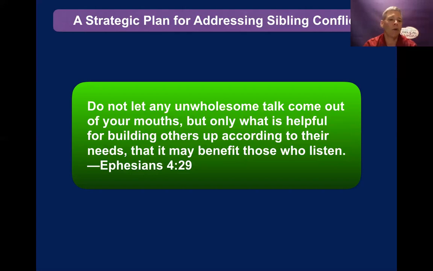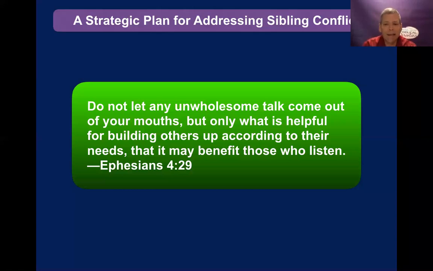Part of that's going to happen with words, and that's why I like Ephesians 4:29, which says, do not let any unwholesome talk come out of your mouth, but only what is helpful for building others up according to their needs, that it may benefit those who listen. Notice, according to their needs, we're thinking about the other person so we can benefit them. We're building others up. That is the antidote to sibling conflict. And that's what's going to produce harmony when we start building others up and not thinking of ourselves.